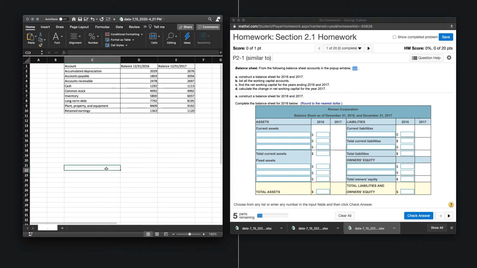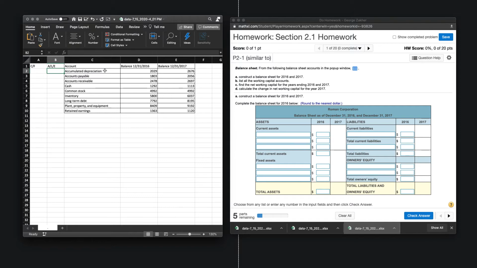So first we want to figure out, is the account a liability or an asset? So is it an asset, is it a liability, or is it considered equity? Once we figure that out, and we know that it's either an asset or a liability, we want to know if it's current or if it's fixed or long-term. So first thing we're going to take a look at is the accumulated depreciation.